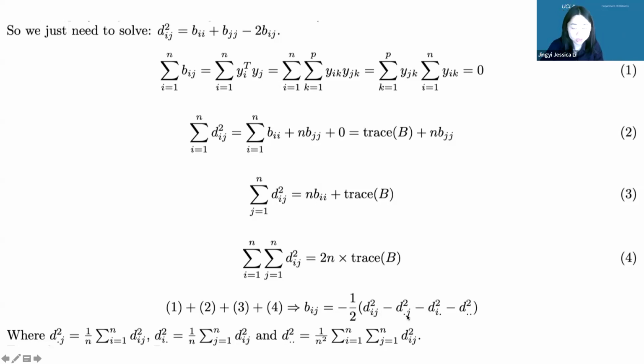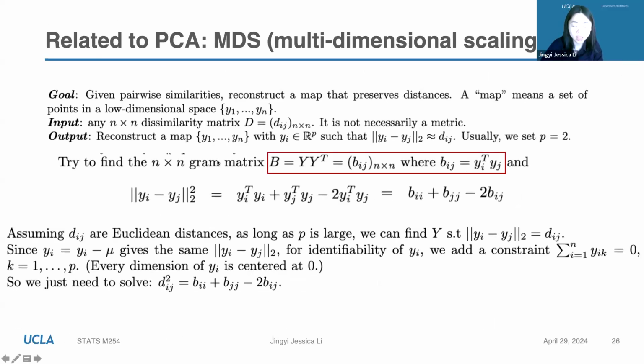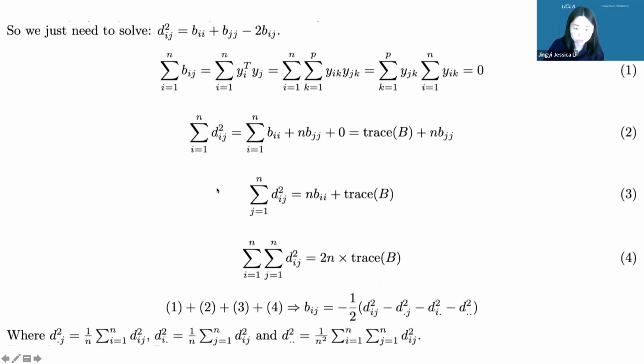The B matrix actually has a name. It's called the gram matrix. And we know that we can always turn a distance matrix into a gram matrix in this way. So I would say this is a general result. It's not a specific result for MDS.